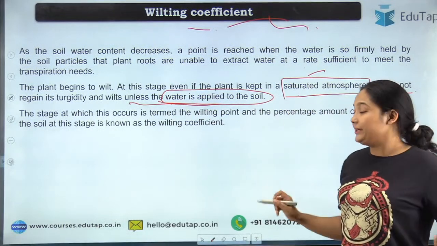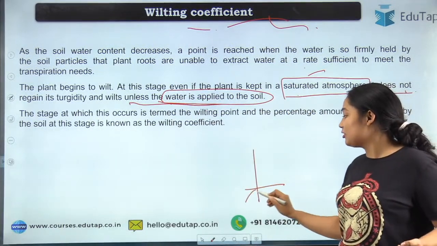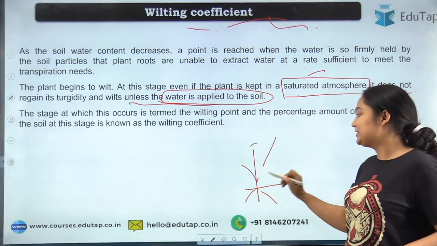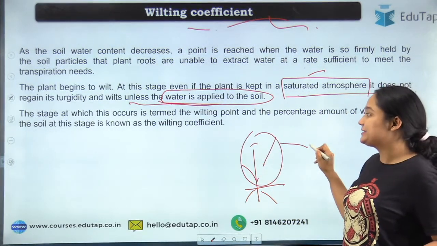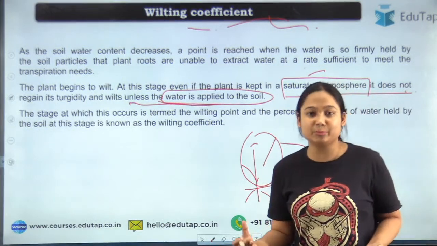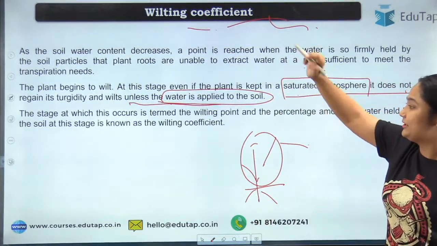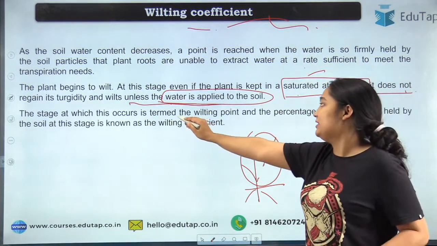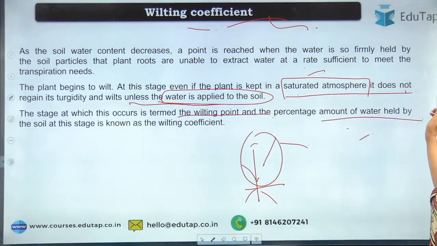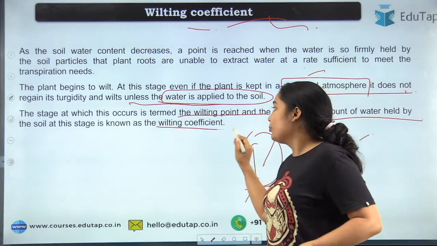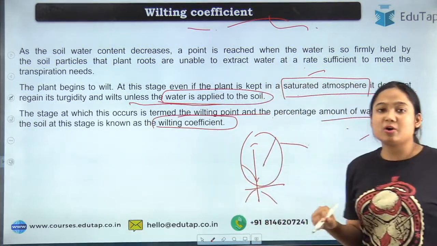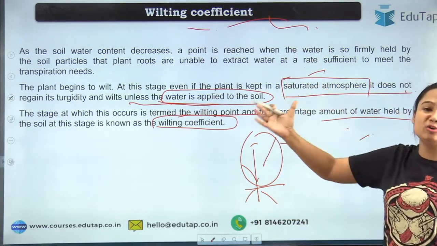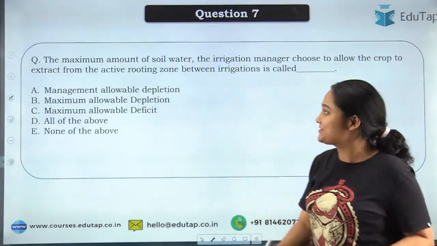But there will come a point where the plant has wilted for so long, or waited for the water to be available for so long, that when you add the water, the plant will not regain its turgidity at all, no matter how much water you provide. So that will be a permanent wilting point. So you can see the state at which wilting occurs, the wilting point, and the percentage of water there will be called the wilting coefficient. Okay, so that was your wilting point, wilting coefficient, and what you should not do when your plant is wilting. So we have discussed it all.